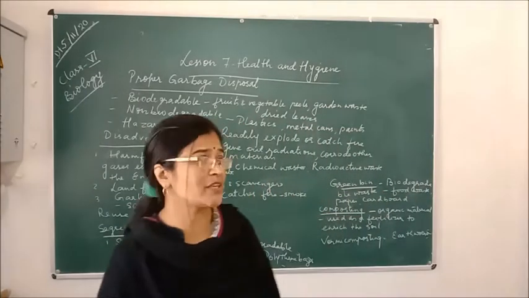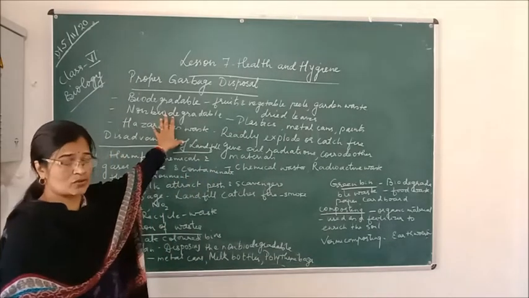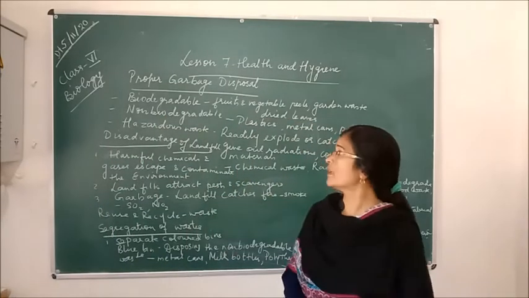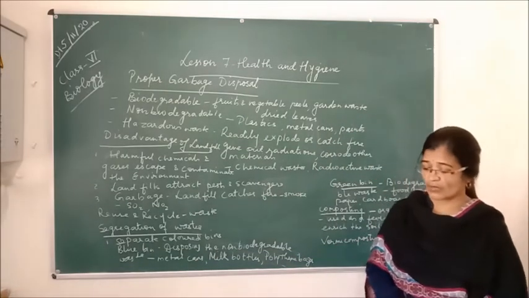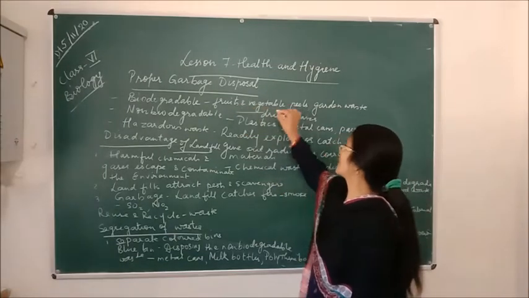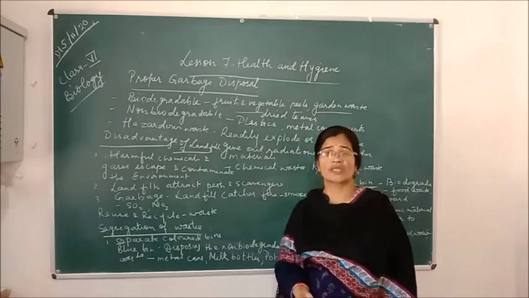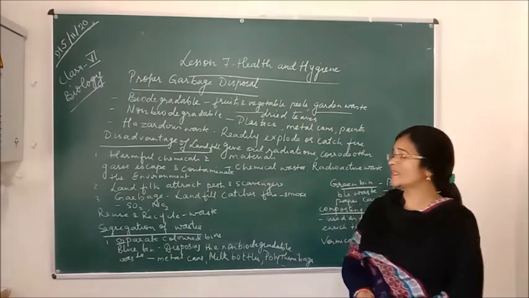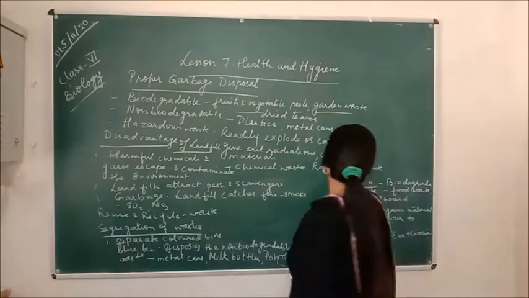Biodegradable waste means those wastes which can be decomposed easily by the action of microorganisms, bacteria. Such types of waste which can be decomposed easily by the action of microorganisms are called biodegradable waste, like fruit and vegetable peels, garden waste, leftover food, kitchen waste. Mostly they are all biodegradable waste. And these biodegradable wastes can be easily converted into compost by the method of composting.